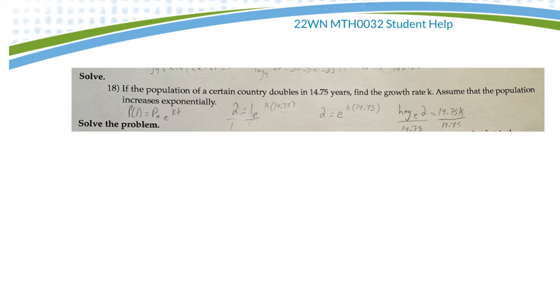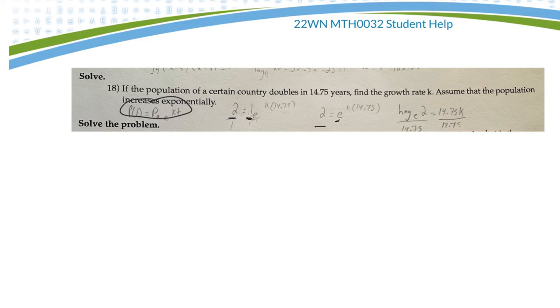Okay, here are two really similar logarithmic equations or applications. The population doubles in 14.75 years. So if you start at 1, you wind up at double that. Good. And I'm using this formula: e to the k times 14.75. Beautiful. And then 2 or 1 times anything doesn't change that.